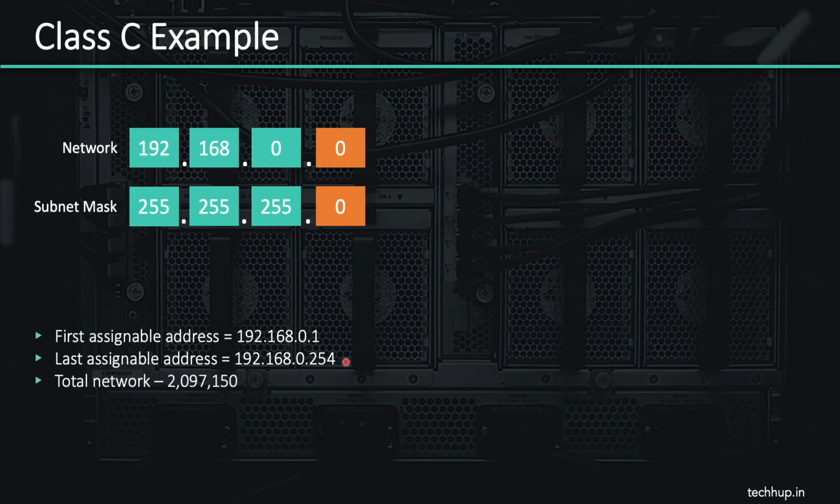And the total number of networks would be quite high, as you can see here, whereas the number of usable IP addresses per network would be limited to 254. So Class C IP address, in a sense, supports a large number of networks, but the number of hosts that can reside within each of these networks is going to be small and restricted to 254 hosts per network.